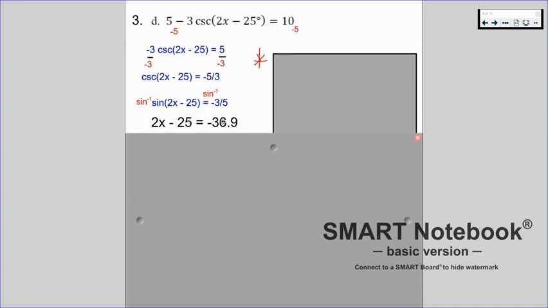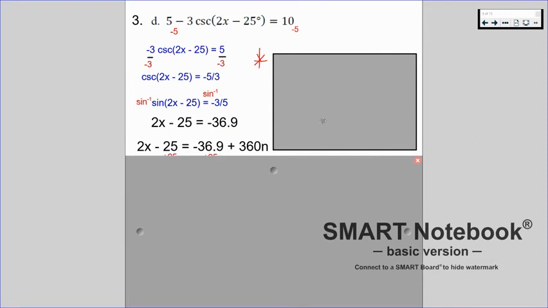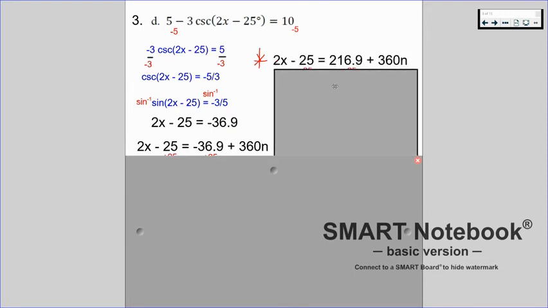And when I punch it in the calculator, I get negative 36.9. Remember, this is the time where I make it general. And I also write my second equation. So for sine, I'm going to look at 180 minus the angle that was given to me by the calculator. And that's where my second angle is going to be.